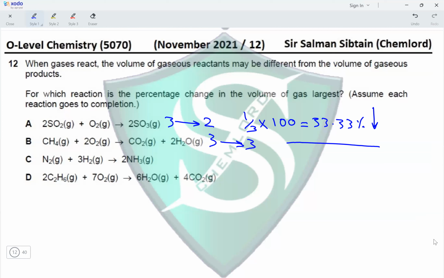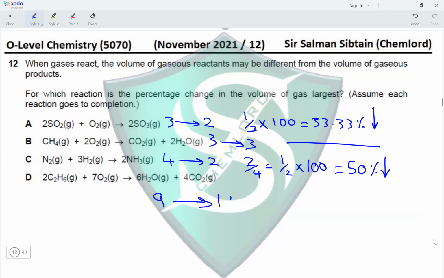C, 4 moles of reactants and 2 moles of products. Now 4 moles going to 2 moles is basically 2 upon 4, which is equal to 1 over 2, and this into 100 gives us a decrease of 50% in volume. And the last one, we've got 7, 8, 9. 9 moles of reactants and 6 plus 4, 10 moles of products.